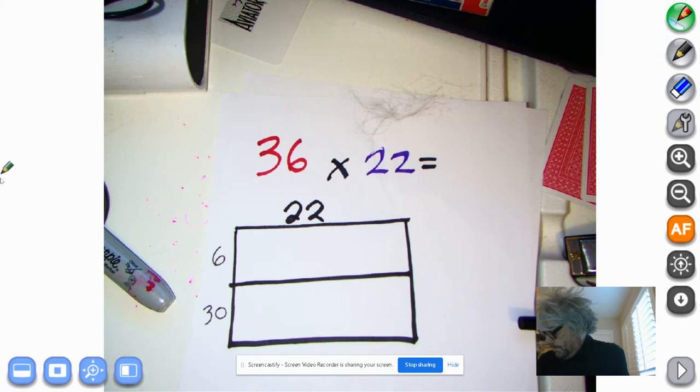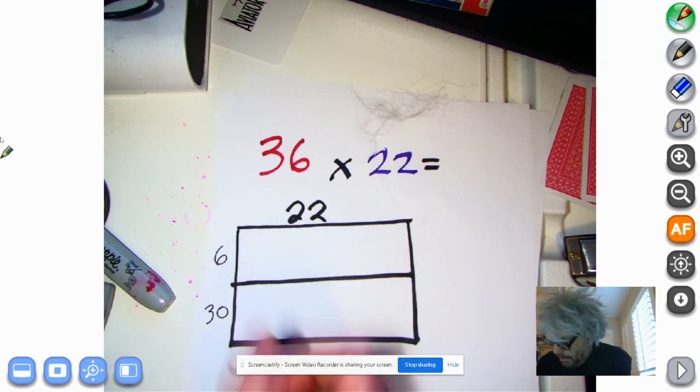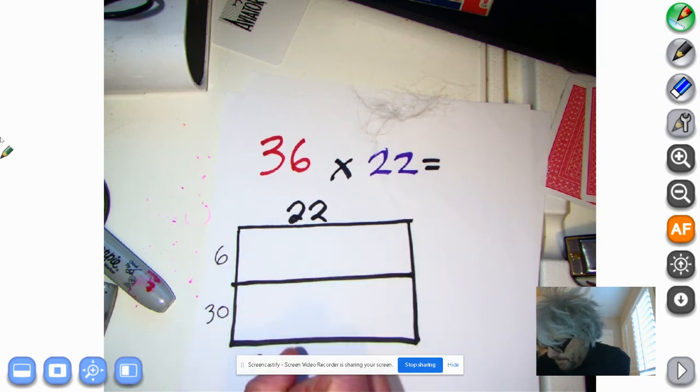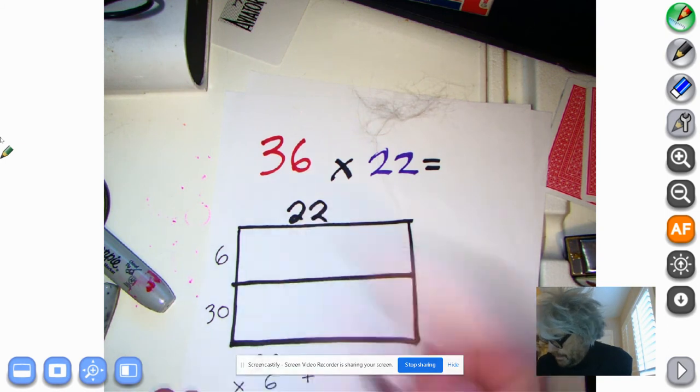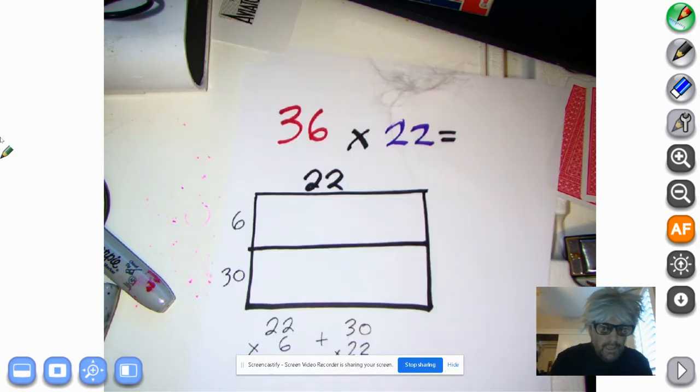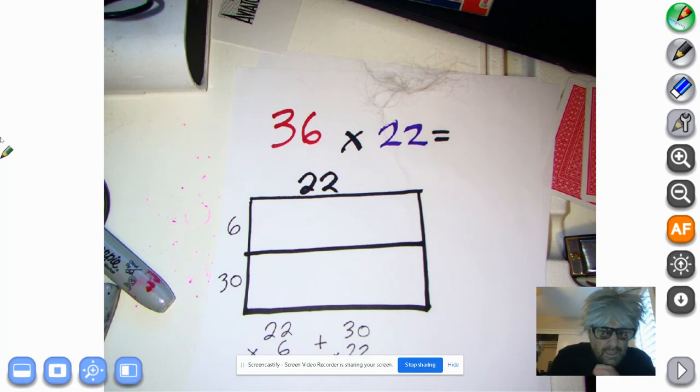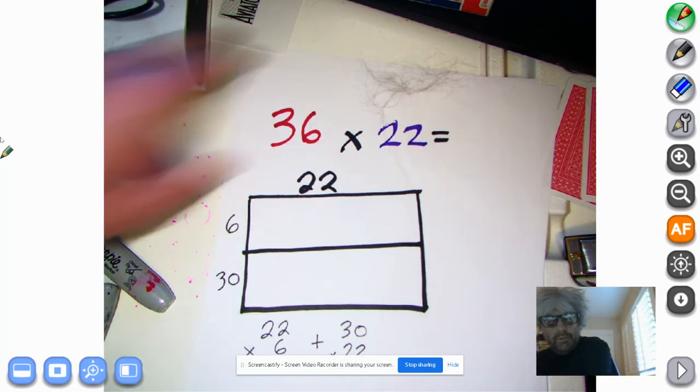And we're going to do two problems here to show you how this all works. We're going to take the 22 times 6, and we're going to add the 30 times 22. See how this works? I hope you see that. Okay, so we have 36 times 22.